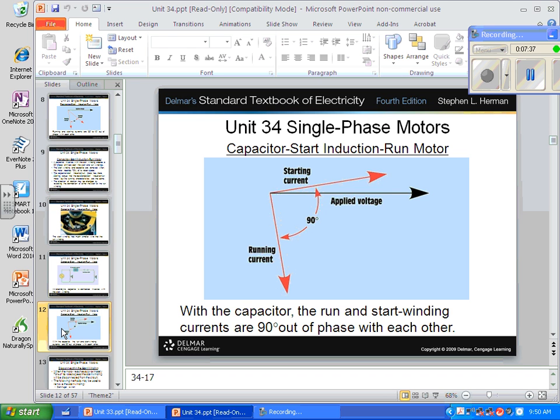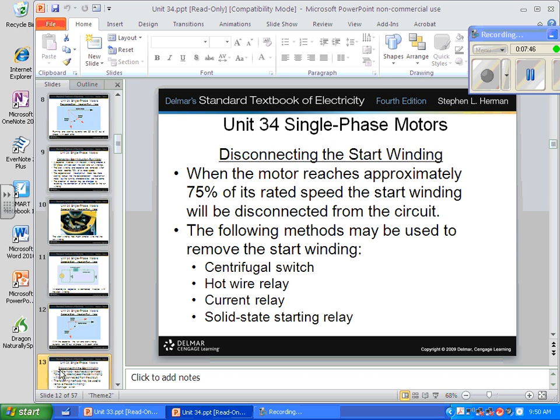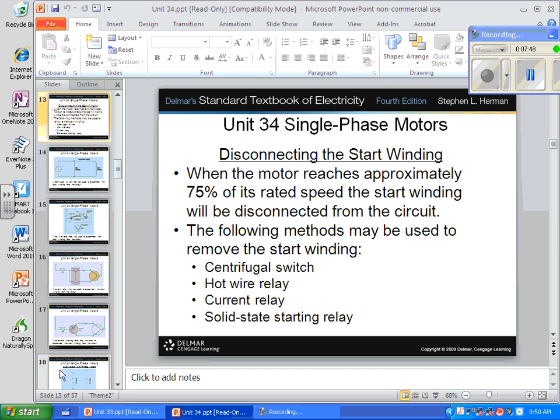And here we have our picture of our applied voltage and our running voltage. Our start voltage and our run voltage. Okay, disconnecting the start winding when the motor reaches approximately 75%. We've already talked about that. Centrifugal switch, hot wire relay, current relay, or solid state starting relay. They're just different ways of doing that.